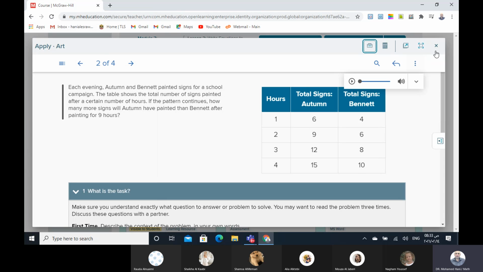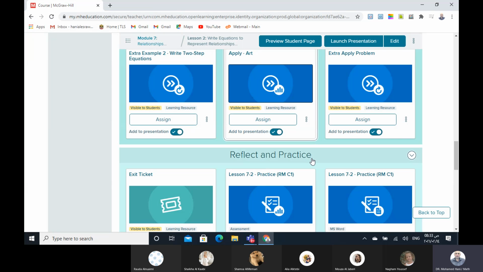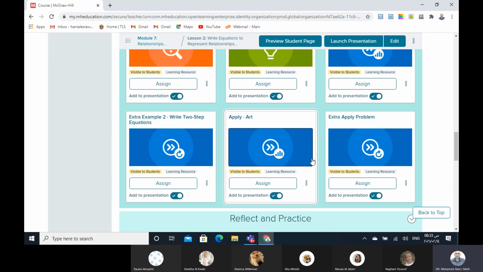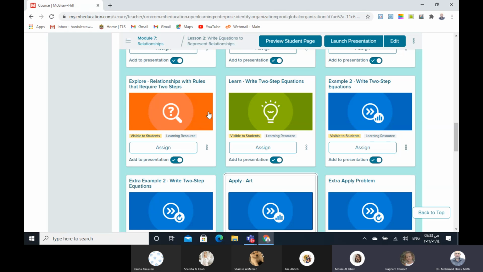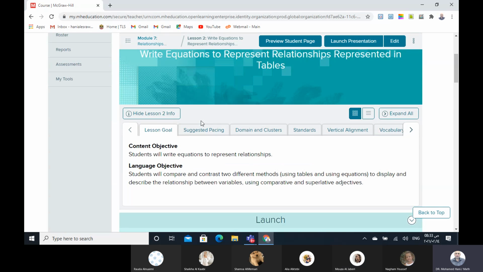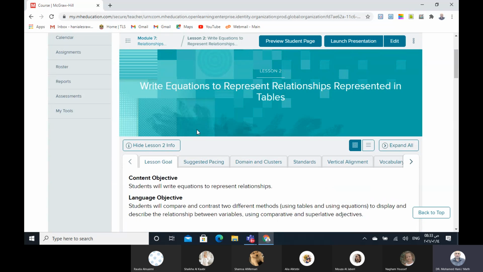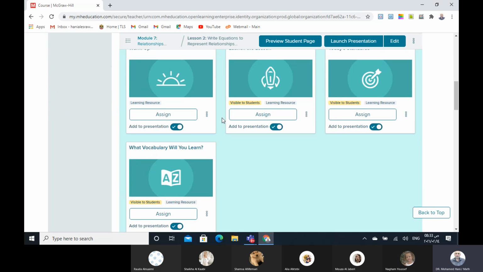Okay, great work. Thank you, Nagam. Thank you for all. What is the name of our lesson today? Prime equations. Write equations to represent relationships represented by tables. So in this lesson, we learned how to write the equations to represent the relationships.